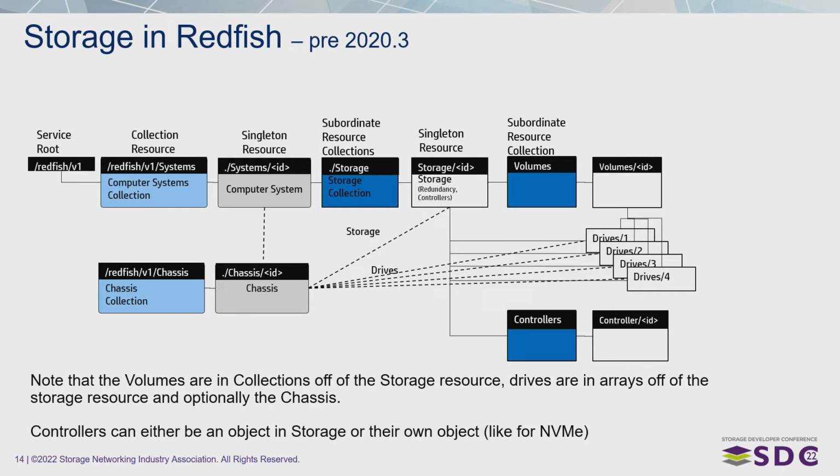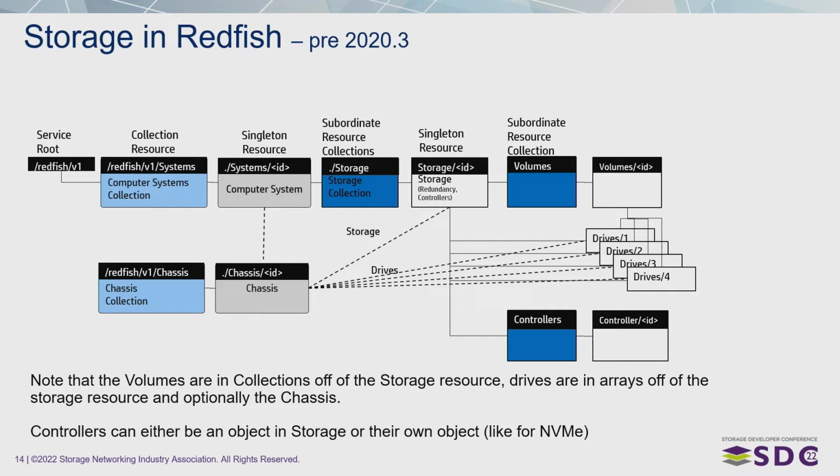Note that volumes are in a collection under the storage resource, and drives are arrays. And if you don't have a chassis, you can hang the drive off of the storage subsystem. But if you do have a chassis, you're better off using those dotted lines instead and saying, hey, these drives are in this chassis and they're being assigned to one or more volumes. And then, of course, controllers can either be an object in storage or their own object, like for NVMe. We're kind of steering more towards making their own object no matter what. And that is to help the clients out there so that it doesn't matter if they're looking at an NVMe drive or any other drive, they can use the same set of logic.